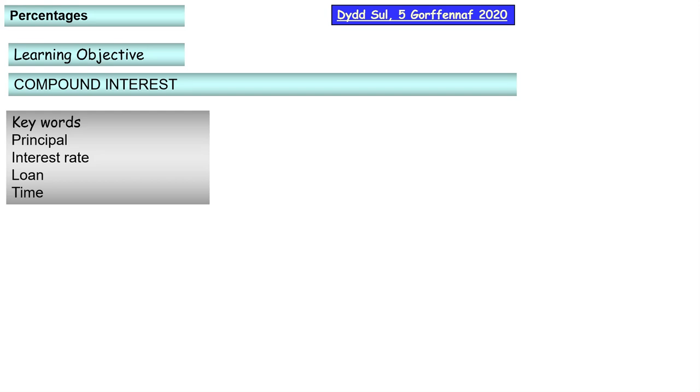Compound interest. That should generate some interest. So that's our topic for today, compound interest. Percentages is our heading, compound interest. Keywords, dates in Welsh. Off you go. Hit pause. Make your notes. When you're ready, hit play again.